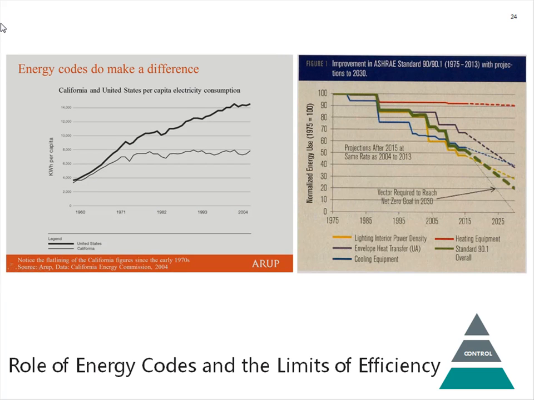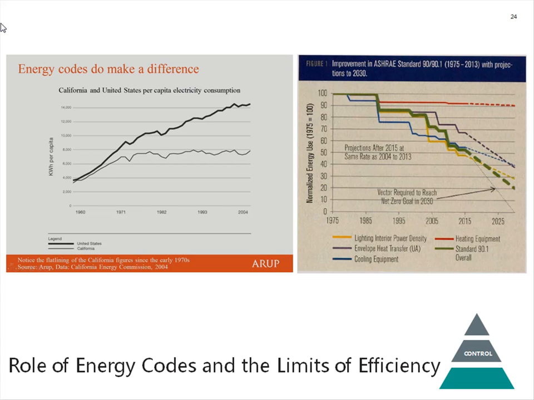Just two more points before leaving the second tier of control. One is that energy codes work. This is a chart put together by Arup, an international engineering firm, looking at energy use in California versus the rest of the United States. California had very strict energy codes, starting with the energy crisis in the 70s. You see the heavier line is US, the lighter line is California, increasing energy use. California plateaus in the 70s when they institute energy saving regulation. American general energy use continues to go up. Energy codes work.